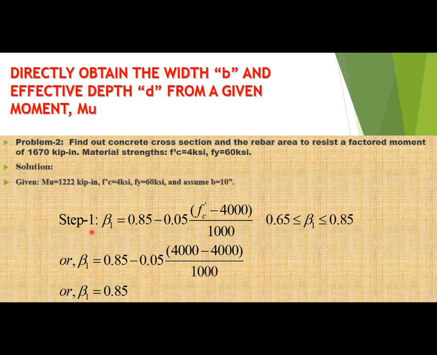Step one, we have to find out the value of beta 1. This is the expression of beta 1. There is a limit of beta 1. The value of beta 1 lies between 0.65 and 0.85. Since here the value of f'c equals 4 ksi, we have to put the value of f'c in psi unit. So after putting the value of f'c, we get beta 1 equal to 0.85.